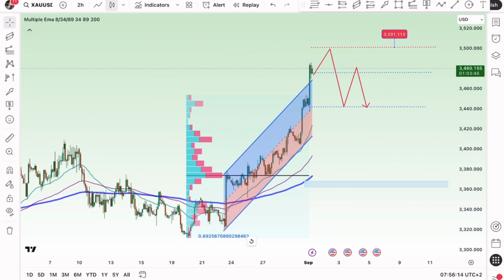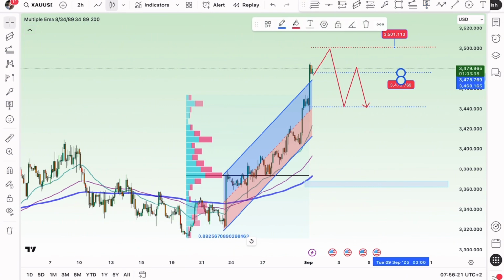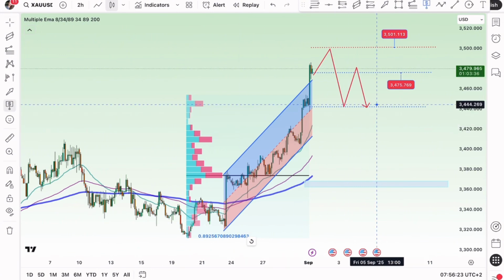First scenario, rejection from the resistance. If gold's price hits the resistance and forms a strong rejection candle like a shooting star, we can consider a small sell trade with a stop loss just above the resistance, with a profit target at the $3,420 support zone.